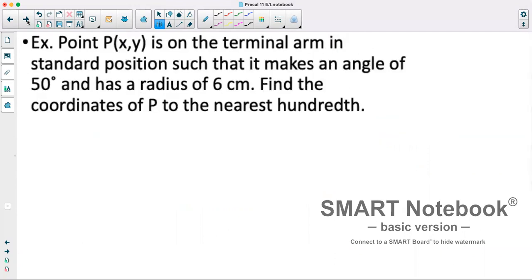Okay, next example. Point x comma y is on the terminal arm in standard position such that it makes an angle of 50 degrees and has a radius of 6 centimeters. We want to find the coordinates of P to the nearest hundredth. So for this, we will once again draw out the situation.